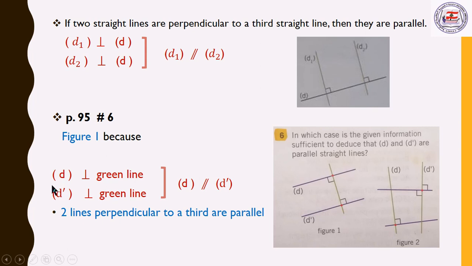Now, in which one can we say that the two lines are parallel? Let's see here. D is perpendicular to the green one. D prime is perpendicular to the green one. So it's the first figure, figure 1. Because if two lines are perpendicular to the same third one, then these two lines are parallel. D and D prime are parallel. Two lines perpendicular to a third line are parallel.